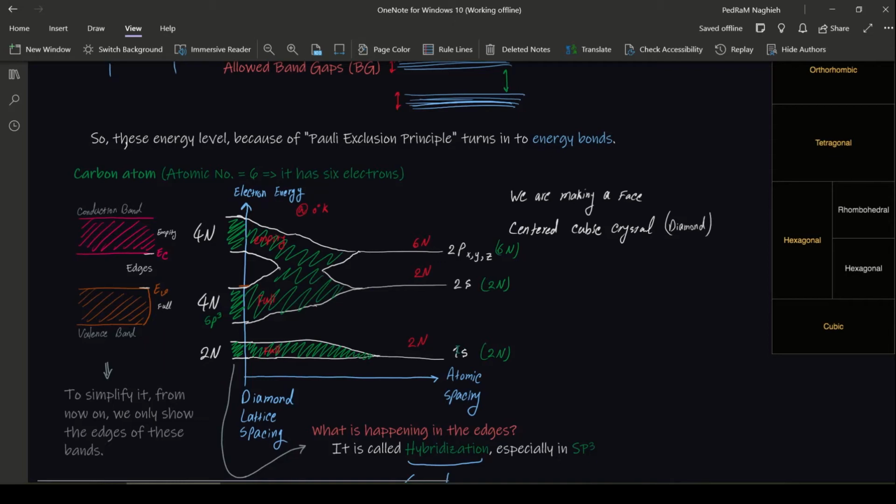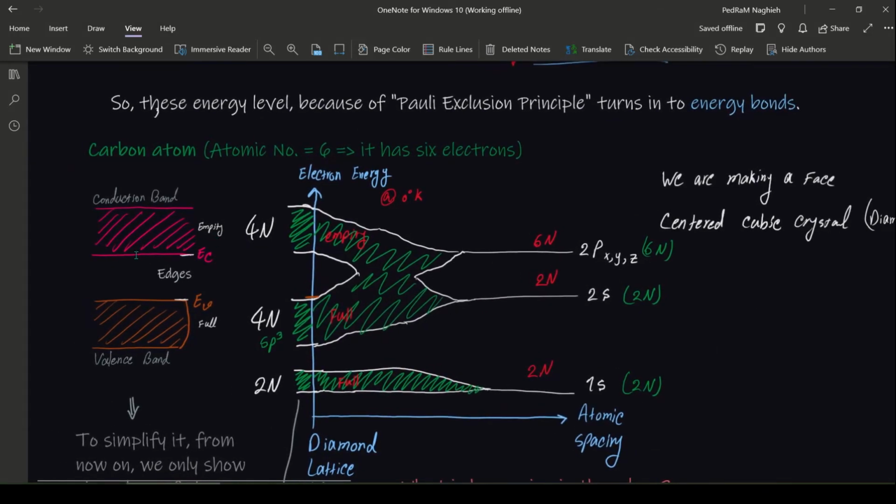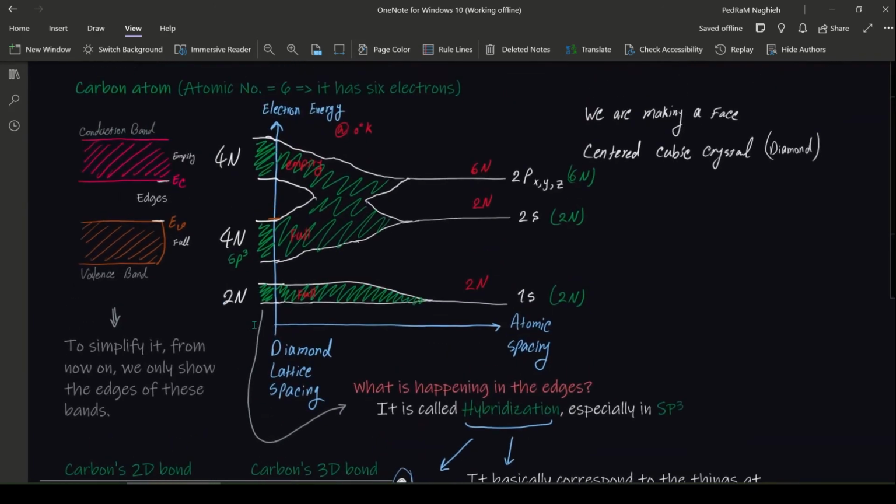If you remember, we had 1s, 2s, 2p from the basics of chemical engineering. For the example of a carbon atom, which has 6 electrons, we get something like this: 2, 4. These layers will be full, and we can draw it like this. But from now on, we just draw the edges of these bands, valence band and conduction band, to keep everything simple.